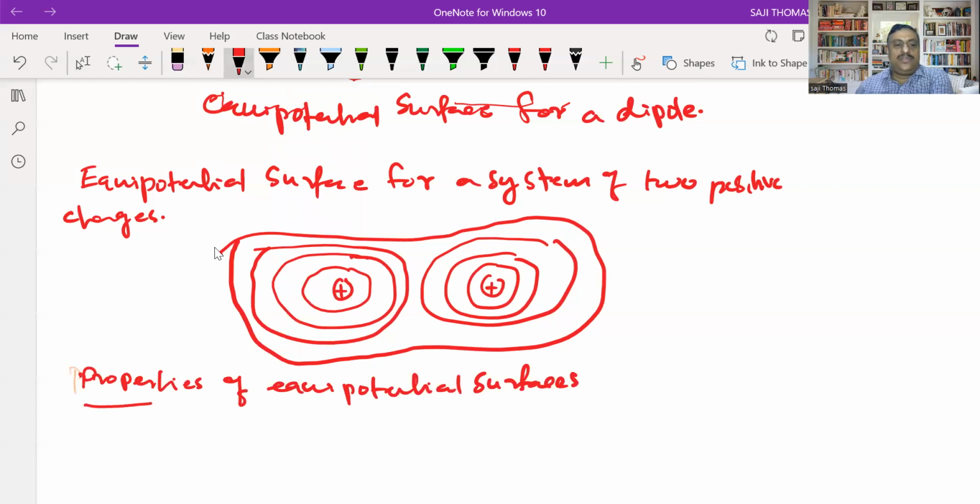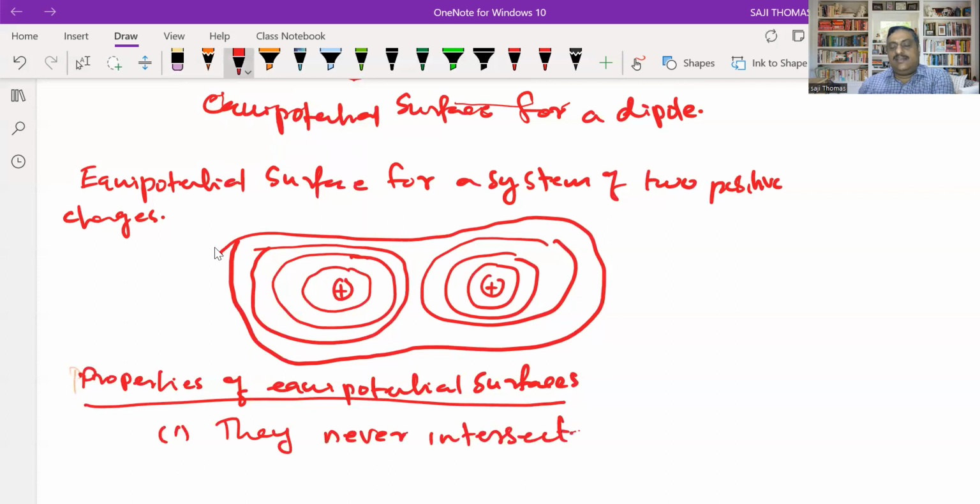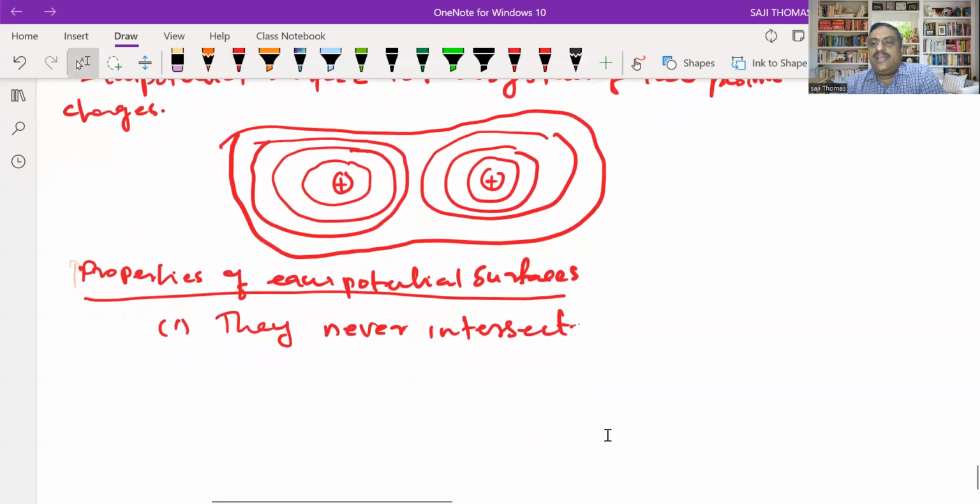What are the properties of equipotential surfaces? First property, they never intersect. Why they never intersect? If they intersect at a point, there will be two directions for the electric field at that point, which is not possible. At one point, there can be only one direction for electric field.